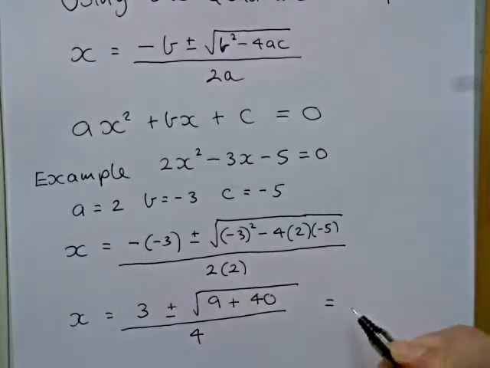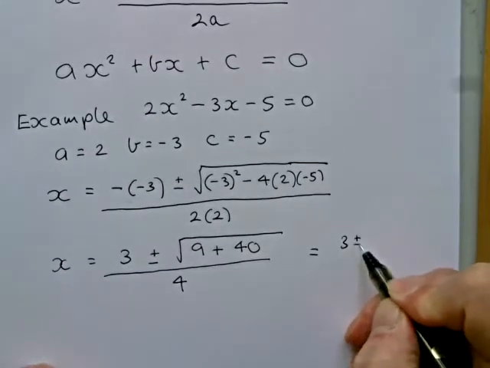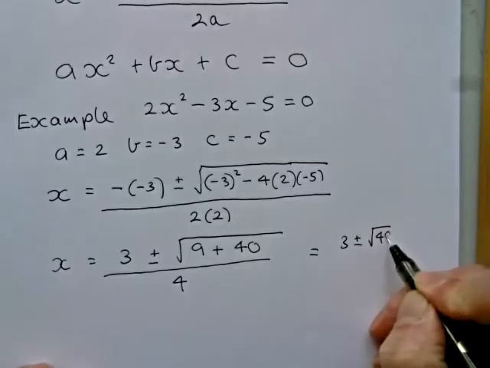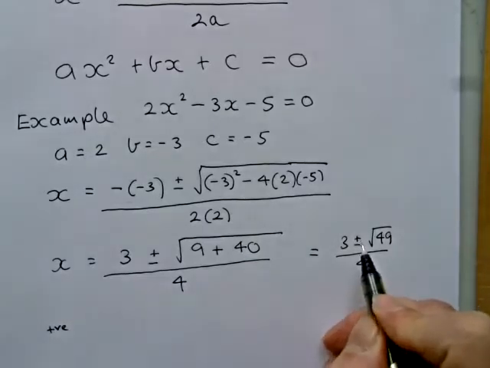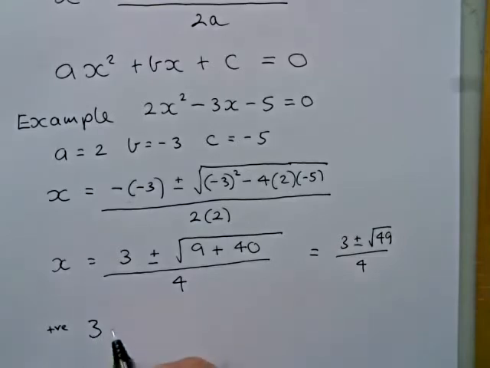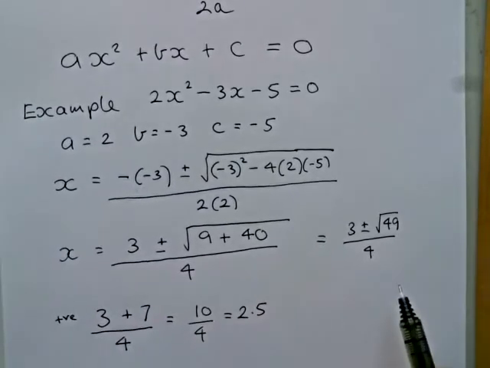Now, if I take this over here and use this space here, then we have got 3 plus or minus the square root of 49, all divided by 4. So we'll now take the plus part. So we're taking the positive bit of the formula. So it's 3 plus, now square root 49, we should know is 7, all divided by 4, which is 10 divided by 4, which is 2.5. So we get an answer of 2.5 from our first part of the formula.